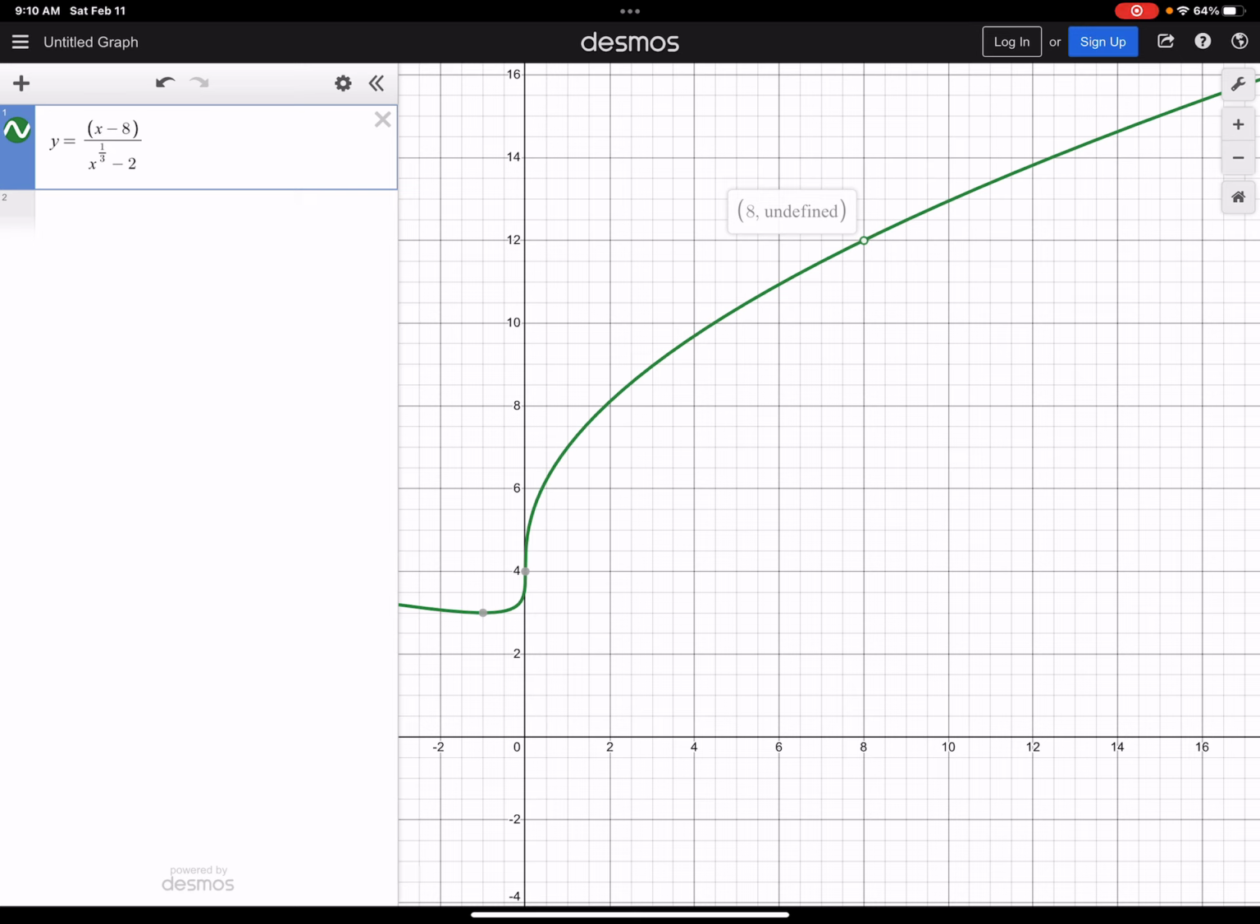It didn't work out. But the limit exists because the tendency in the y values in here at x equals 8 will be around 12. So the value of the limit, or the value of the function, would have been 12 at x equals 8.